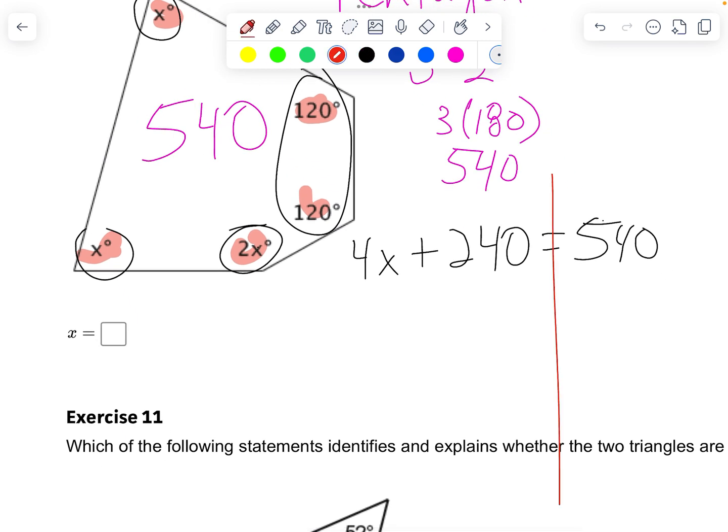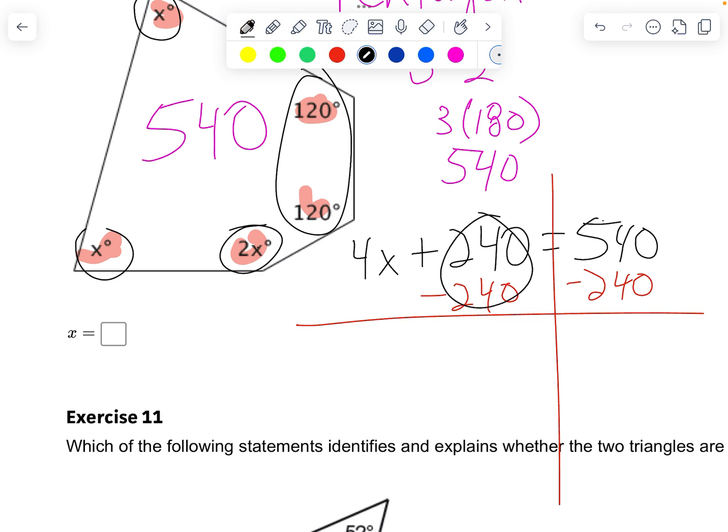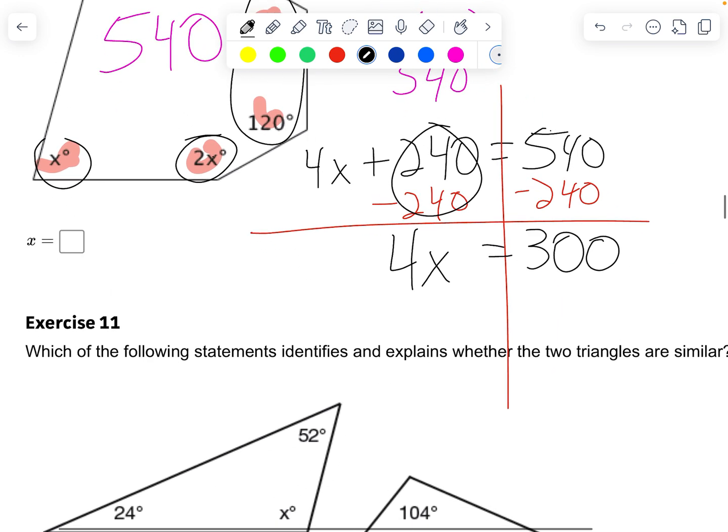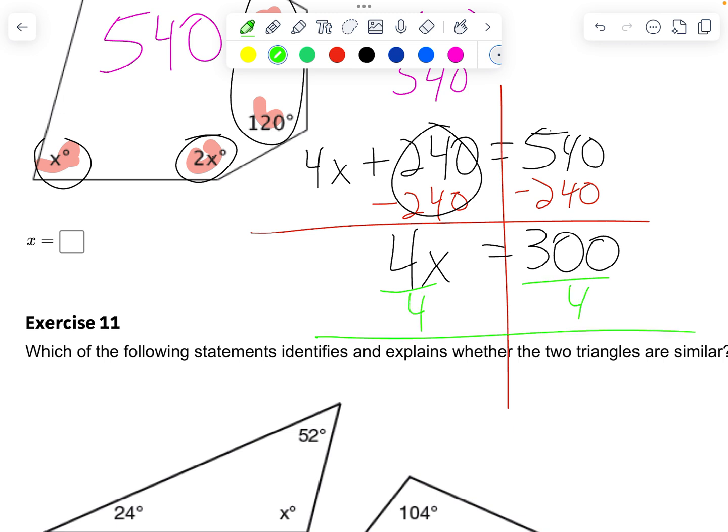Here we go. Subtract 240, subtract 240. That gives me 0. So I get 4x equals 300, if you subtract these. Then we're going to divide by 4. Divide by 4. 300 divided by 4 is 75. So I get x equals 75 degrees. And that's what you're going to put right here. All right, that's number 10.